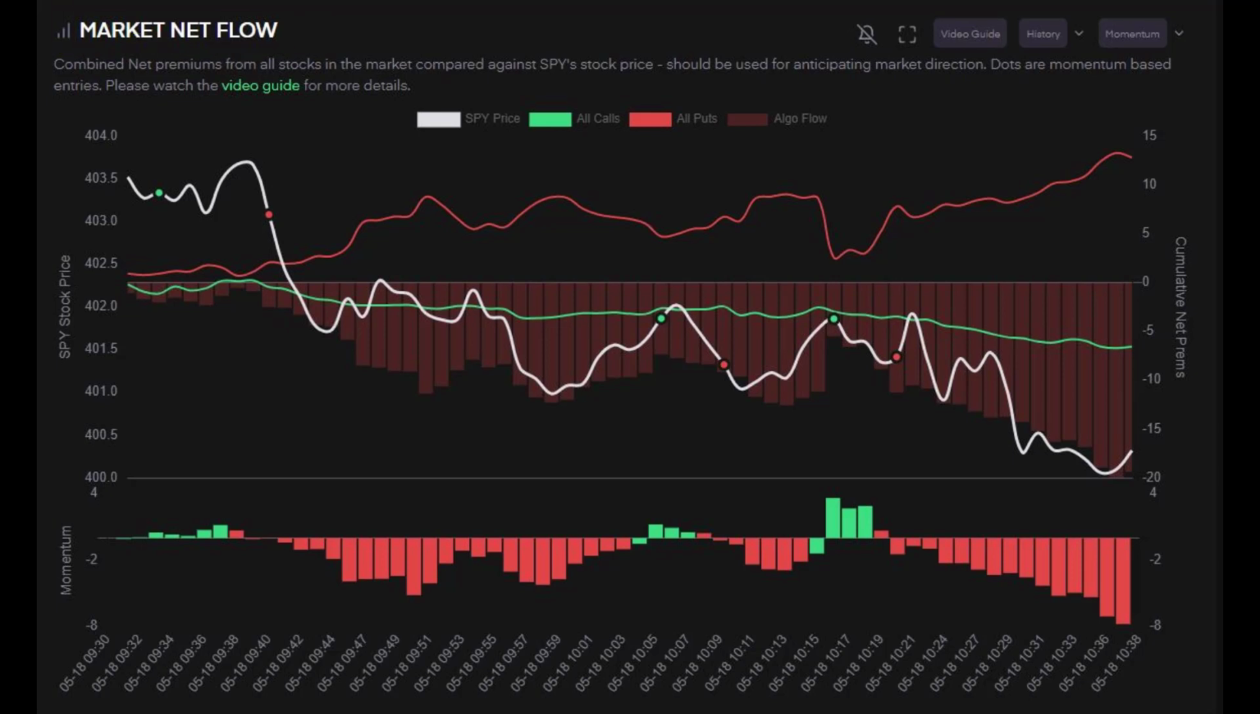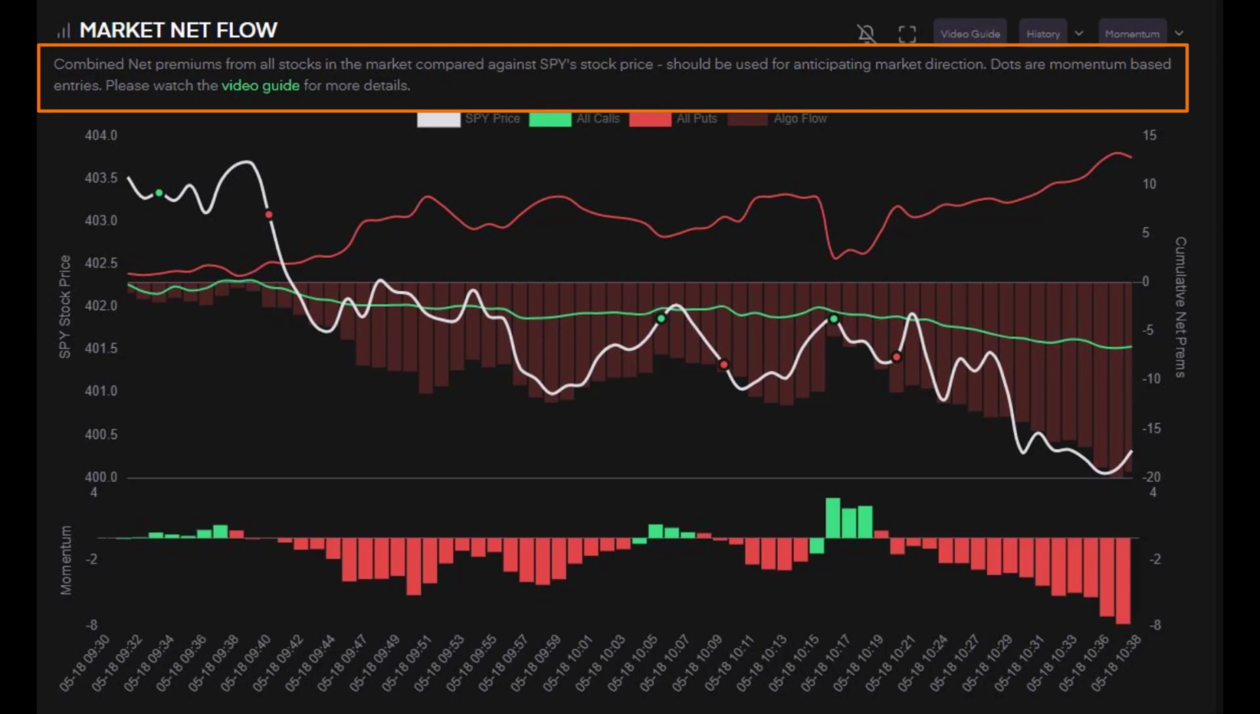And for those that haven't seen the tool, it's showing the net call and put premiums for all stocks compared against the price of SPY in 1-minute increments.